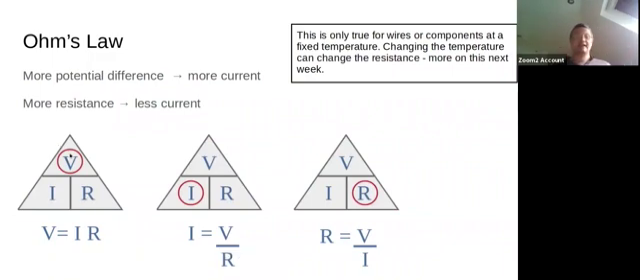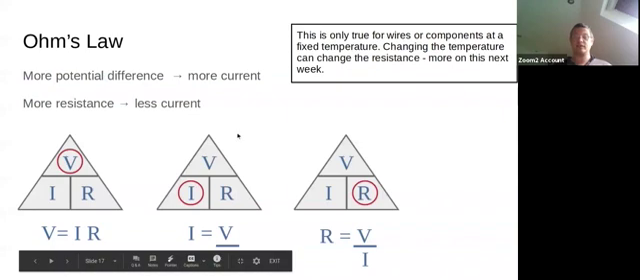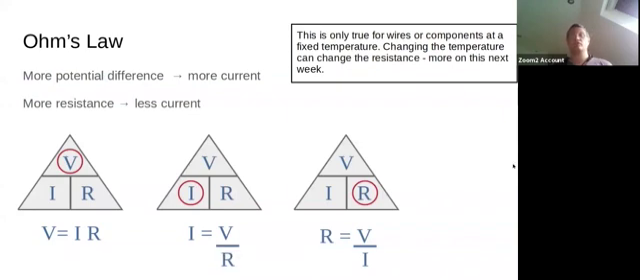So again, here's a triangle, and you can see for any one of them, you can use the triangle to rearrange to produce a number, which you can then calculate. So Ohm's law is fundamentally this relationship between voltage, current, and resistance. If I have double the potential difference, I get double the current. If I have double the resistance, I get half the current.